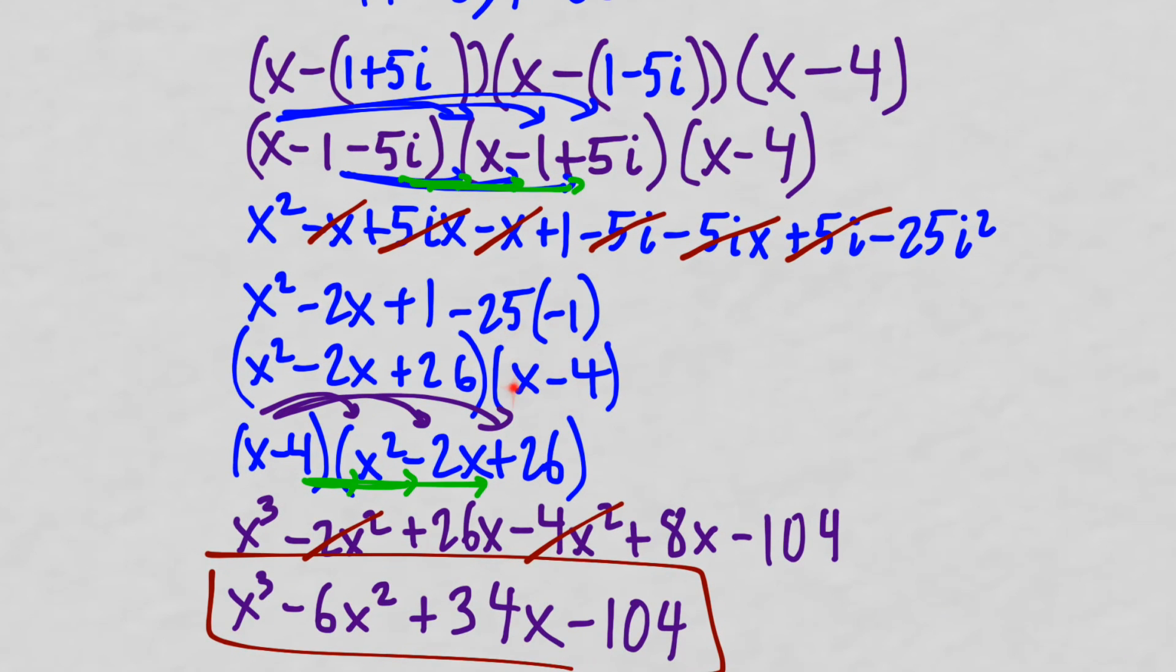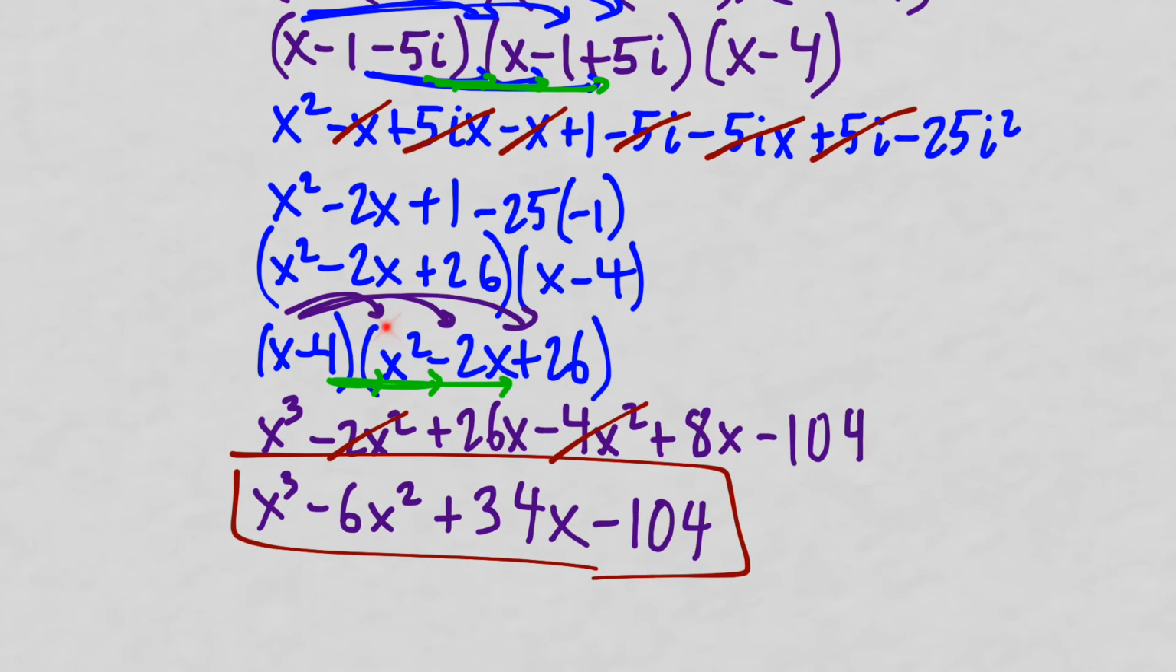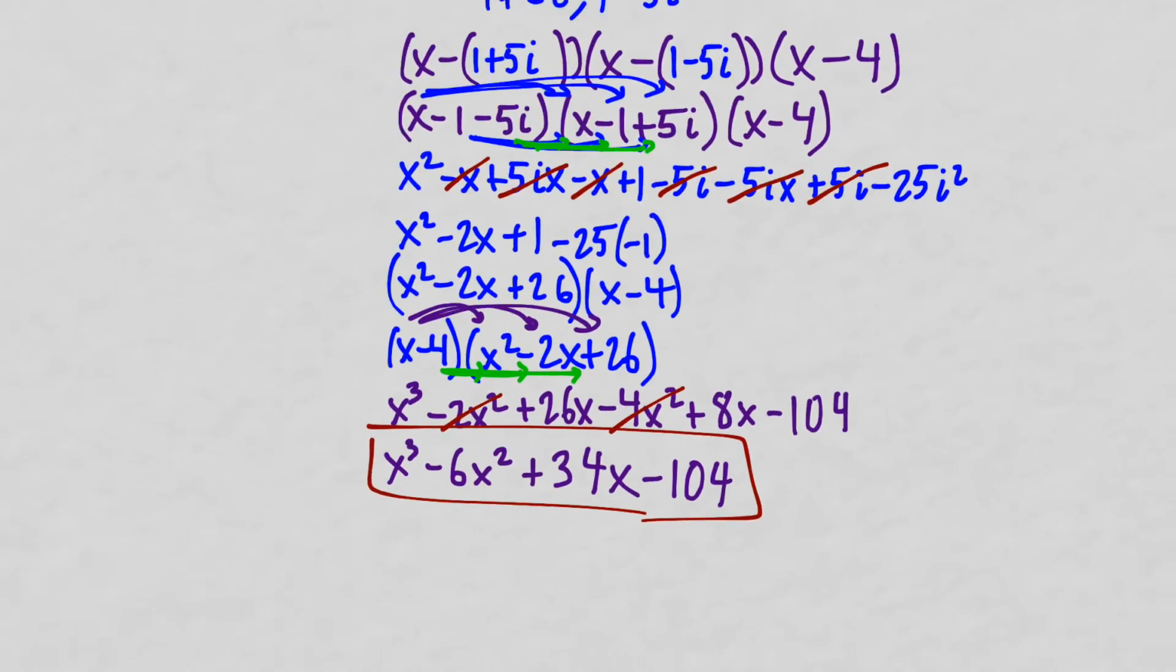And finally, don't forget the x minus 4 that you still need to multiply by. So what I did is I flipped them around to put the x minus 4 first, just because I like to distribute the one with the shortest amount of terms. Distribute the x, distribute the negative 4. I got this. In this case, I got x cubed for the first one. I got negative 2x squared and negative 4x squared, which I combined together to make negative 6x squared. And then 26x and 8x make 34x, and then 104. And that's your final answer.